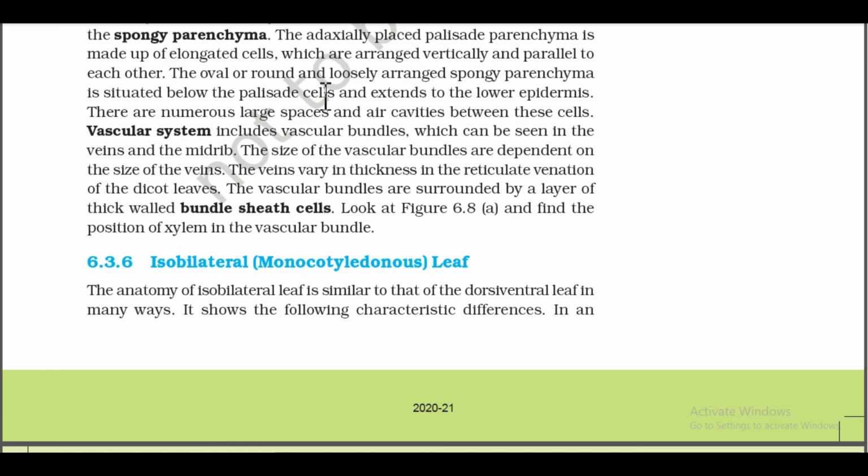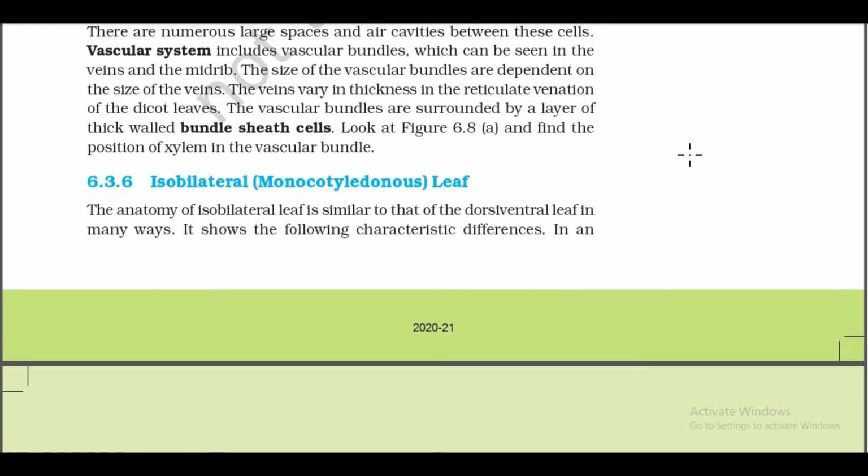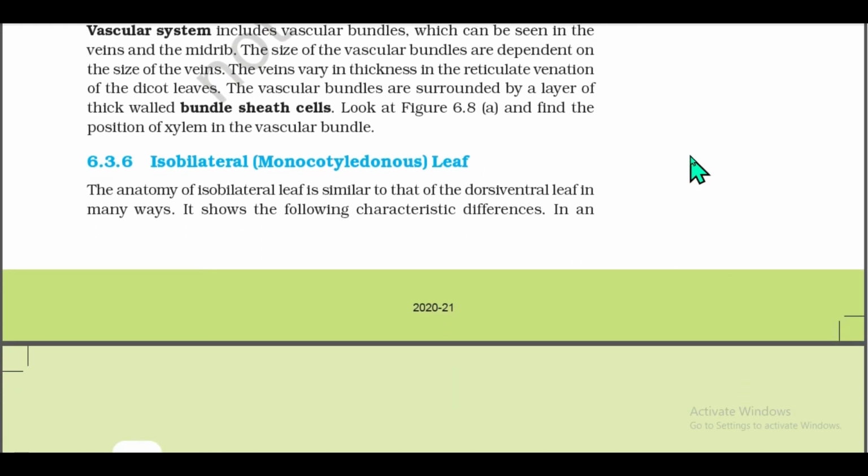Vascular system includes vascular bundles which can be seen in the veins and the midrib. The size of the vascular bundles is dependent on the size of the veins. The veins vary in thickness in the reticulate venation of the dicot leaves. The vascular bundles are surrounded by a layer of thick-walled bundle sheath cells. Look at figure 6.8a and find the position of xylem in the vascular bundle.